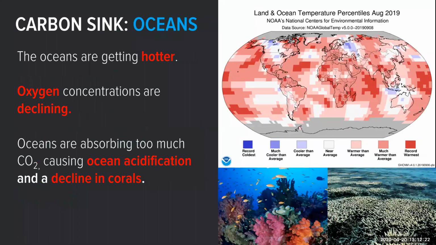Oceans are another carbon sink. In fact, they are our largest carbon sinks. Oceans have absorbed about 93% of excess heat caused by greenhouse gases. Unfortunately, oxygen concentrations are declining as they absorb too much carbon dioxide. Oceans currently absorb more than a quarter of our carbon dioxide, which causes ocean acidification and a decline in corals. As you can see in the image on your screen, corals are bleaching and dying. These corals are important because they provide habitats for countless marine species, aid in oxygen production, and they are our first line of defense against intense storms.